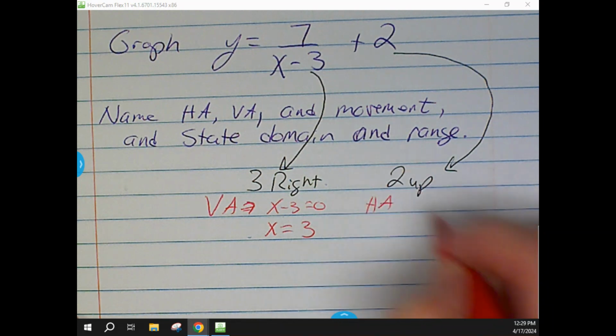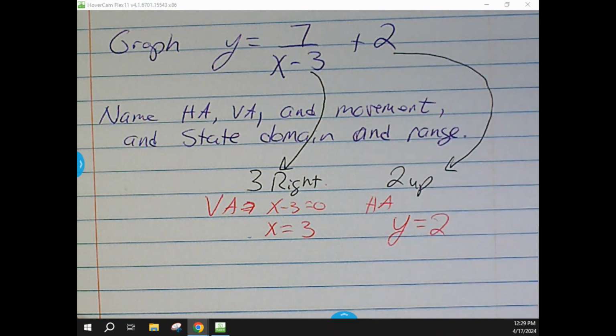Horizontal asymptote, you don't do anything with that one. You just say it's y equals 2. Whatever that number is, that's your horizontal asymptote. So that number is your vertical asymptote, and that number is your horizontal asymptote. Okay, again, that's your movements, 3 right, 2 up. And we'll get the domain and range here in a little bit. Well, I guess we'll go ahead and do that.